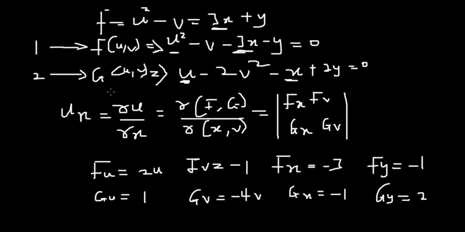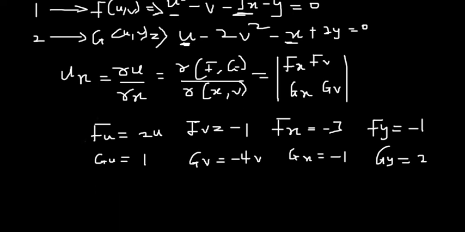Once you find the partial derivative of all the expressions or notations, it will be much easier for you to solve. So let's solve this problem. Let's solve u of x. We know that u of x is the same as F of x, F of v, and then G of x, G of v.